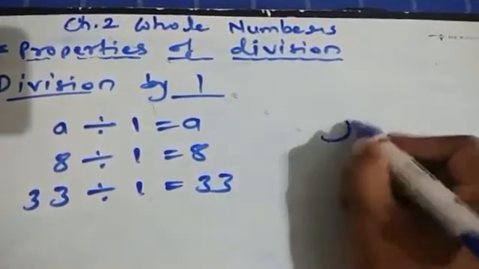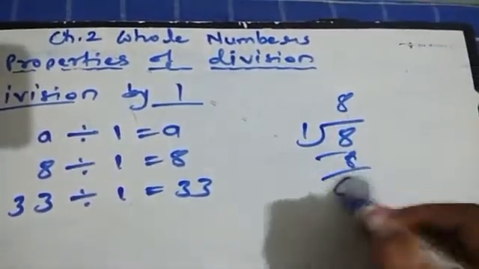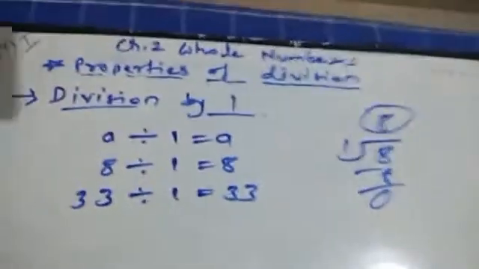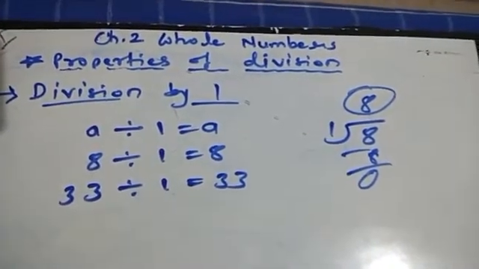Actually, how are we getting that? See, 8 I am going to divide by 1. So 1 8s are what? 8. What answer did we get? 8 only. So when we divide any number by 1, we get that number itself as the answer.